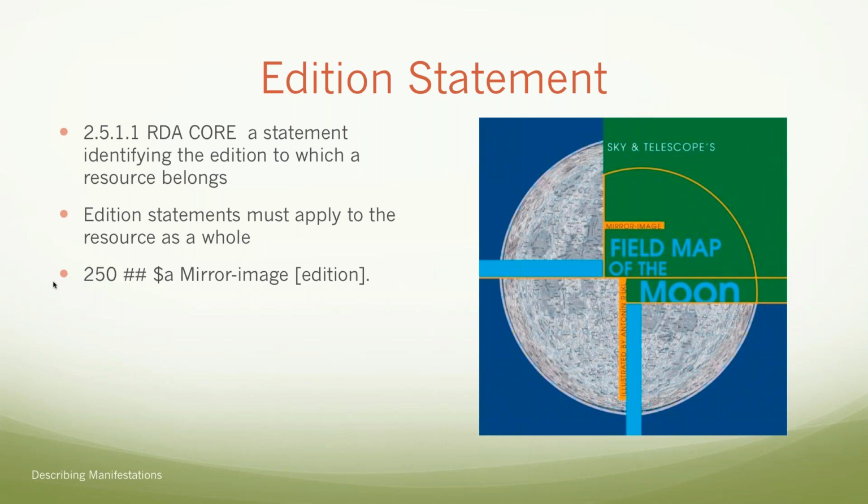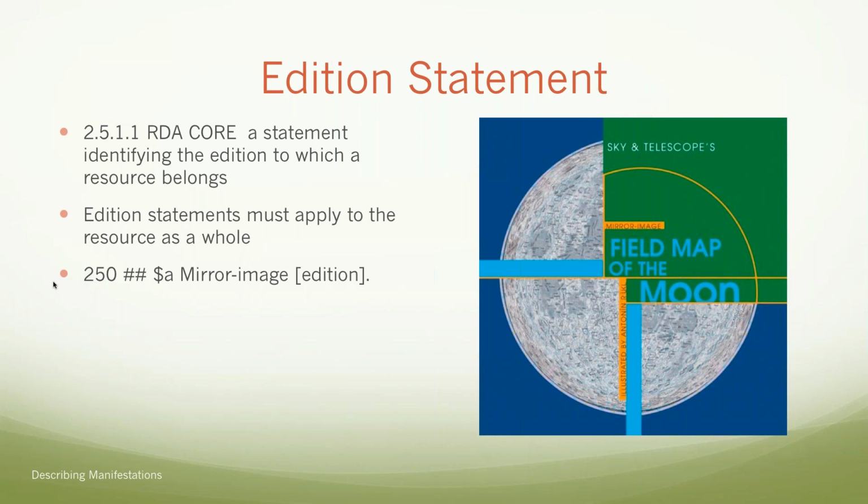This particular map that we've got, when you look through a telescope, everything is reversed. And so this is a field map of the moon in reverse image so that you can look at it and see it the same way as you're seeing it through the telescope. So, mirror image, and then we can supply the word addition in square brackets to make it clear that this is an addition statement.